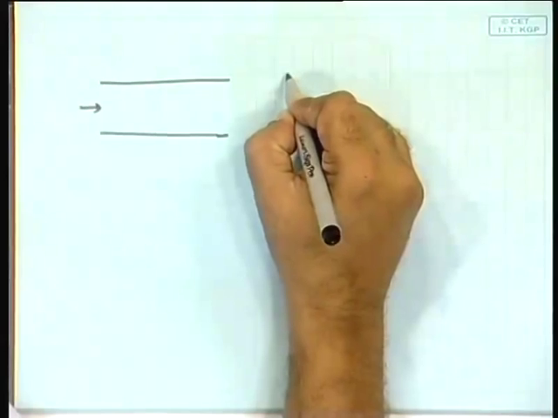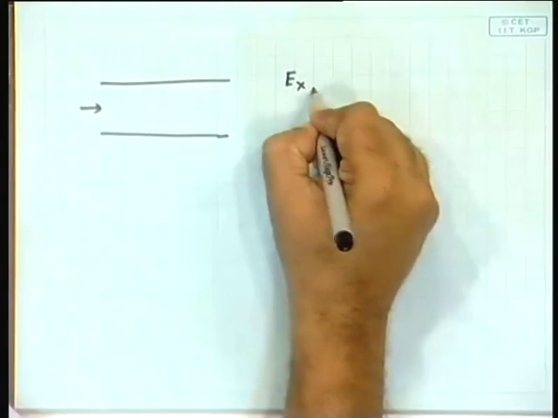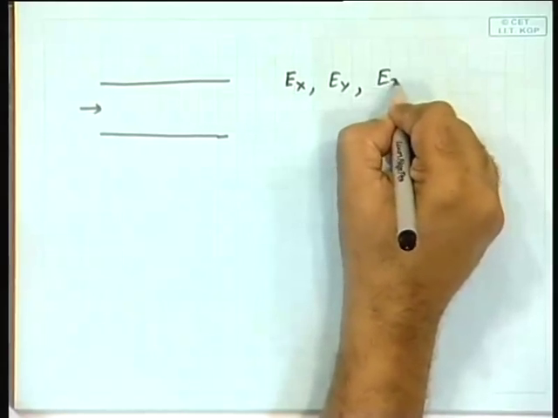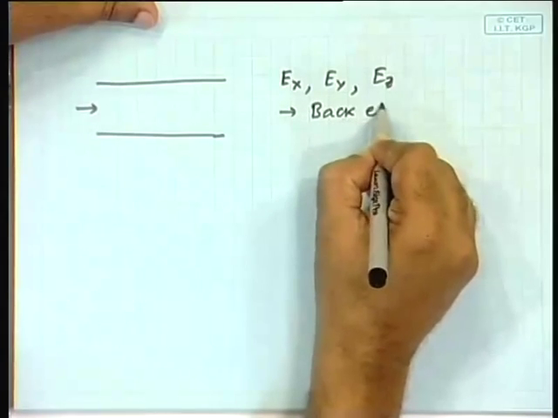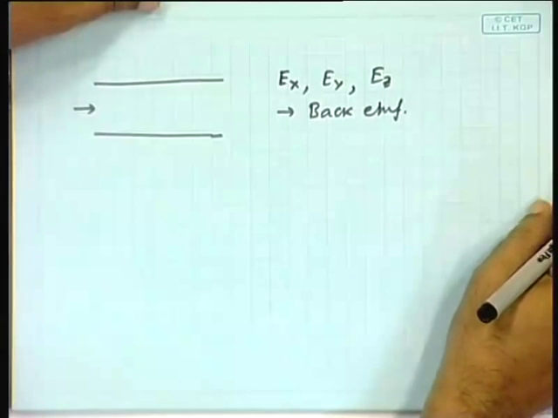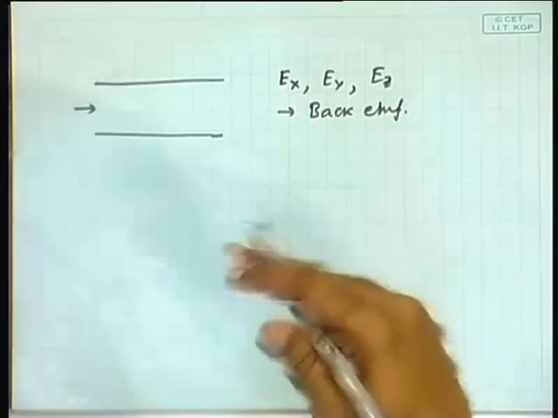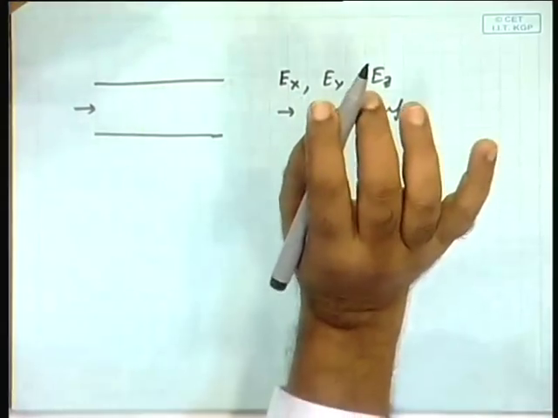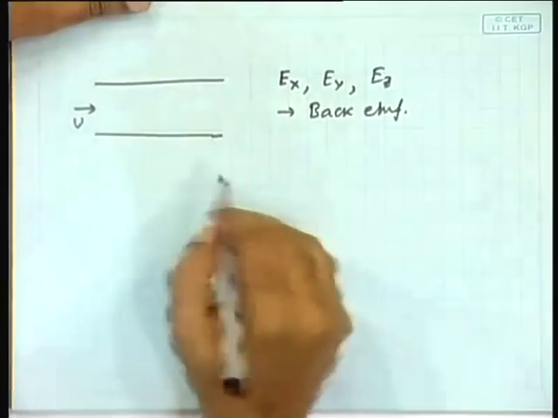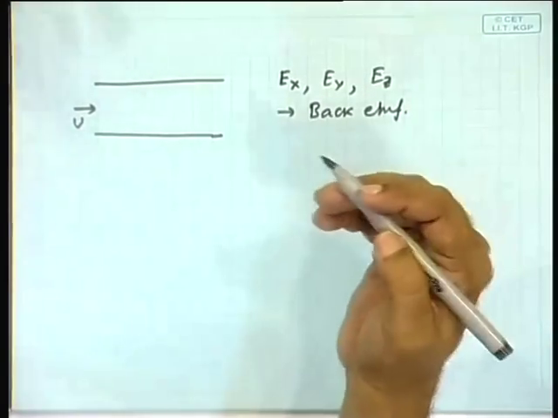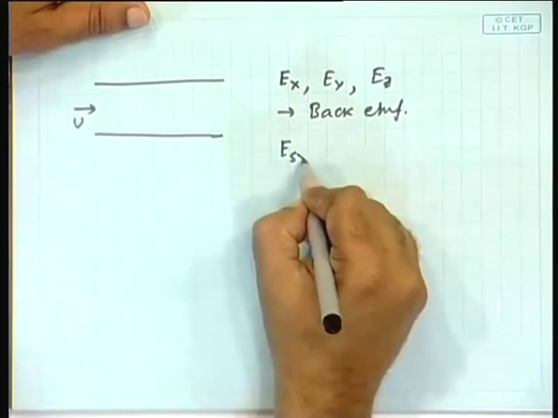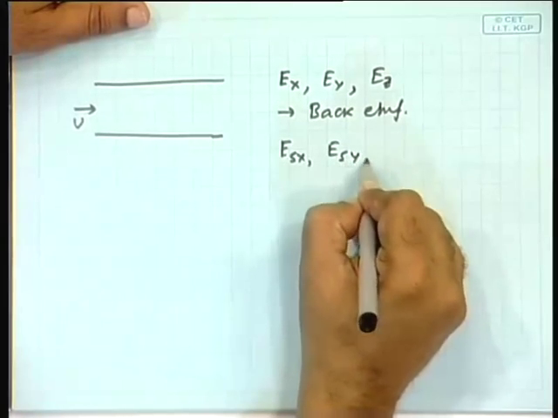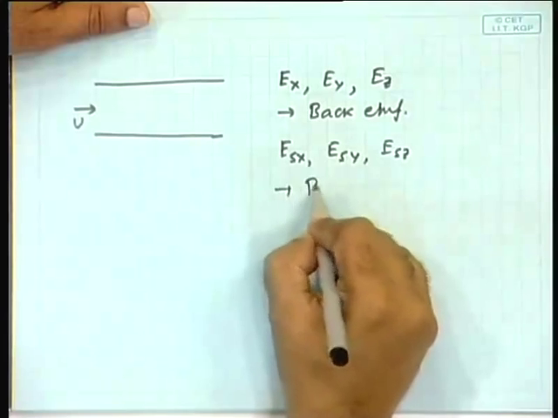So, you will consider Ex, Ey and Ez as the back EMF components. The generated voltage is U times B, U is the motion times B. So, the generated voltage is UB, and these are the back EMF. So, the resultants will be denoted as E_Sx, E_Sy, E_Sz.